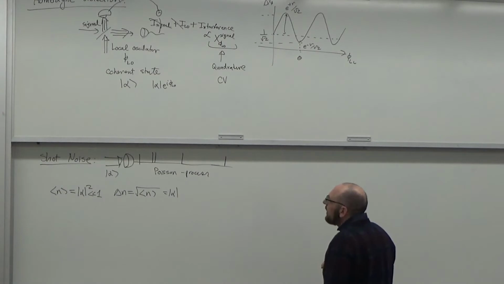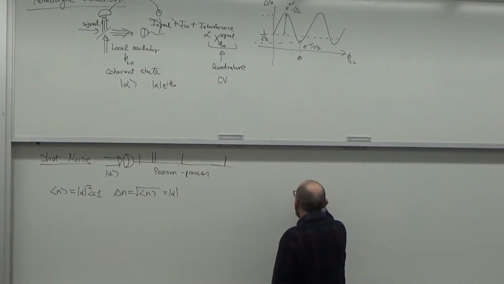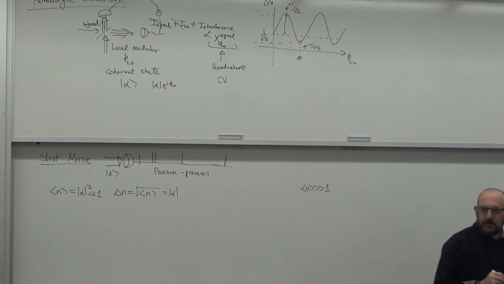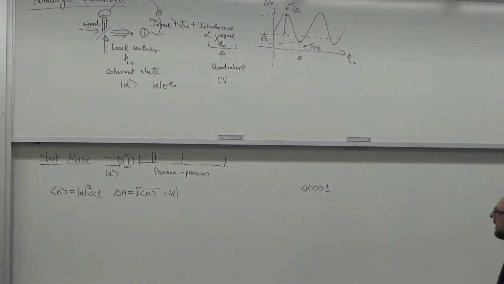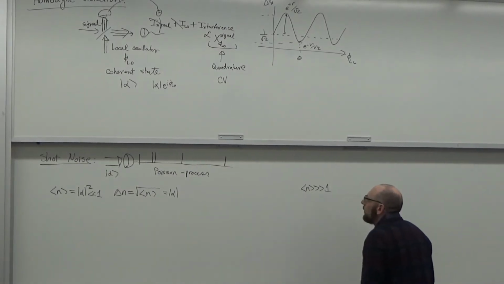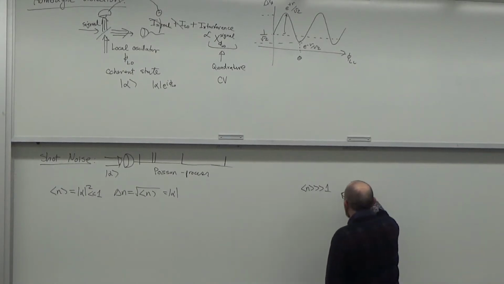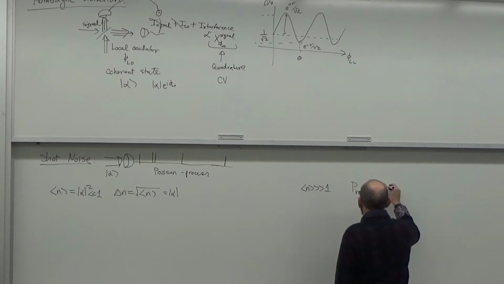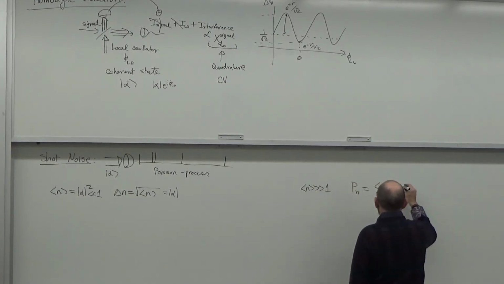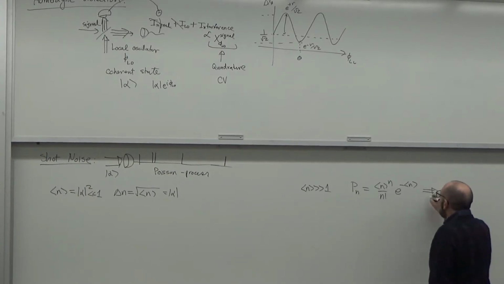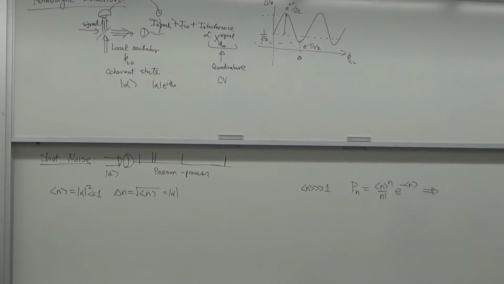If we look in a different regime, where the mean number of photons is very big compared to 1, what would we see in this case? Well, if I think about the probability of seeing n photons, it's a Poisson distribution, but in this limit we know that it approaches a Gaussian, as we've studied before.